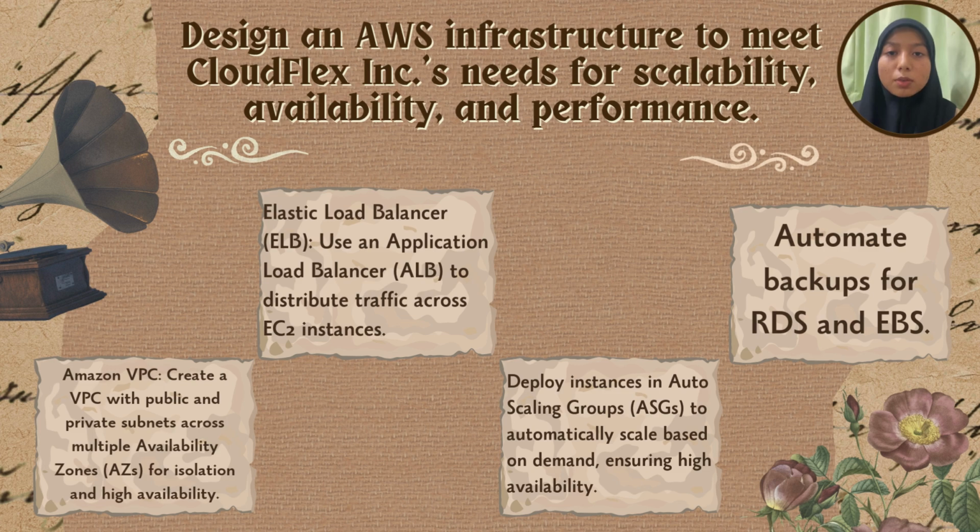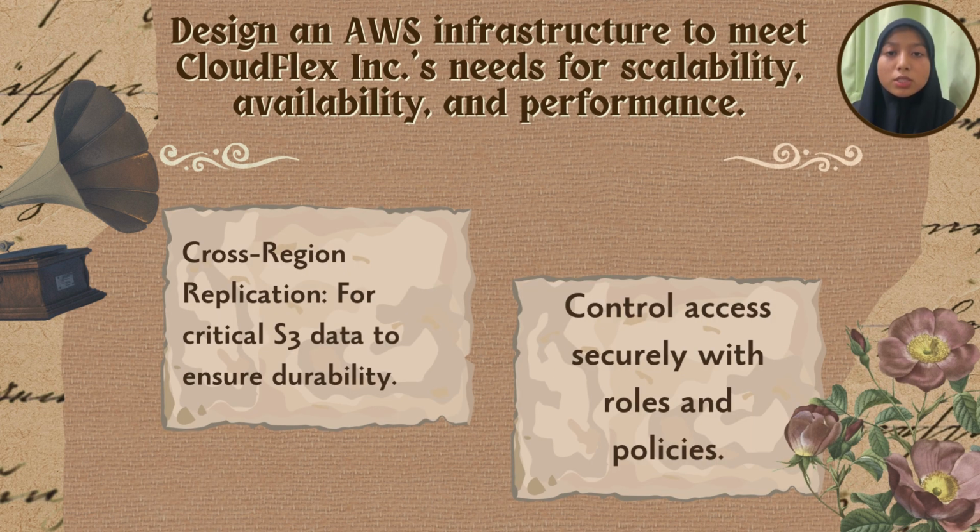Number 4, automate backup for RDS and EBS. Number 5, cross-region replication for critical S3 data to ensure durability. And number 6, control access securely with roles and policies.